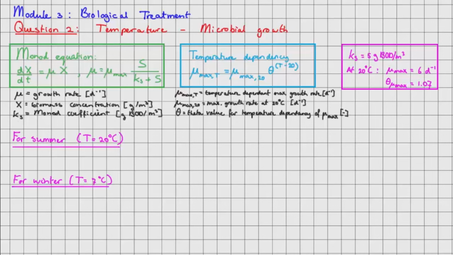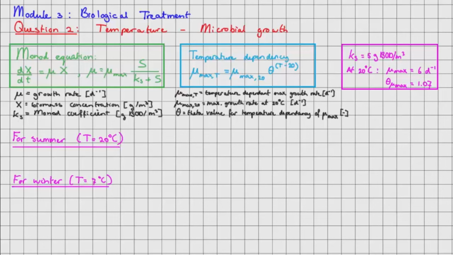The Monod equation will be used for bacterial growth, as defined here. So mu represents the growth rate measured per day, and mu max is the maximum growth rate also measured per day. S is the substrate concentration in grams of BOD per meters cubed, and Ks is the Monod coefficient, or substrate affinity, which is the substrate concentration when the growth rate is half of the maximum mu.